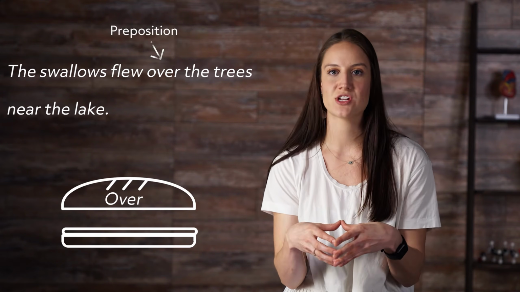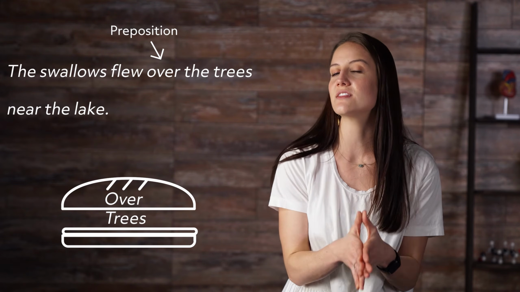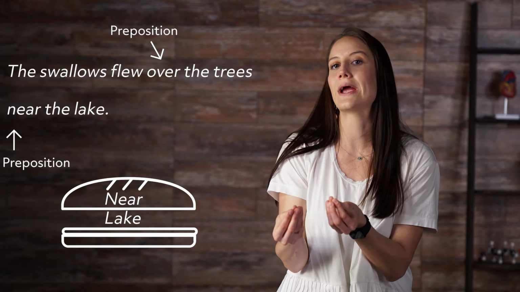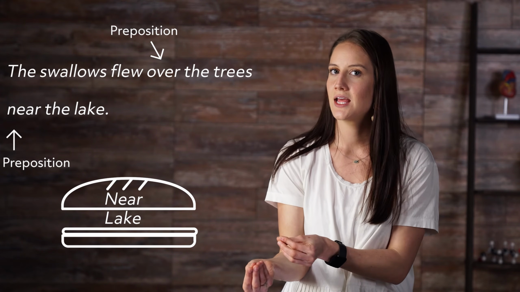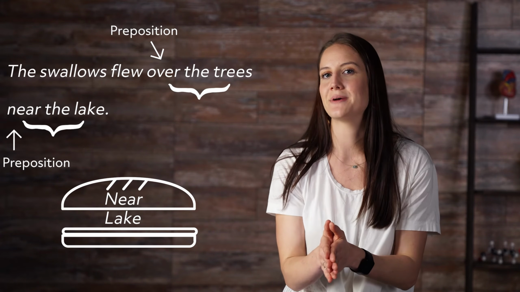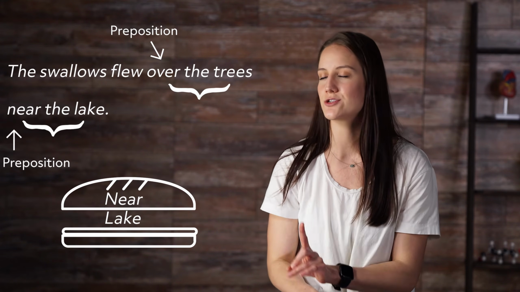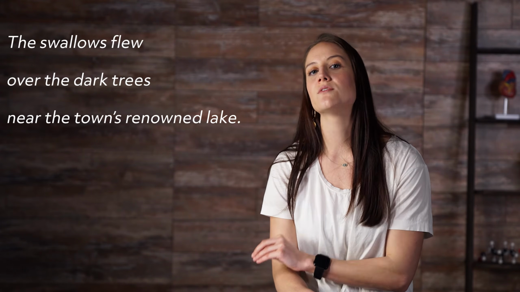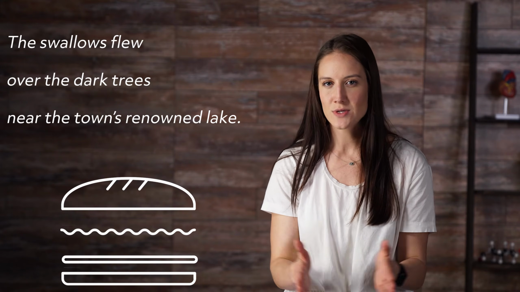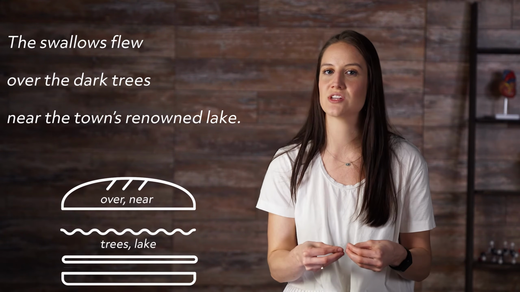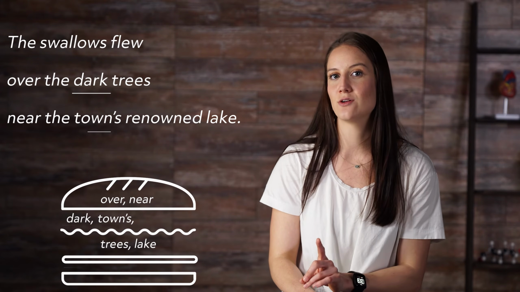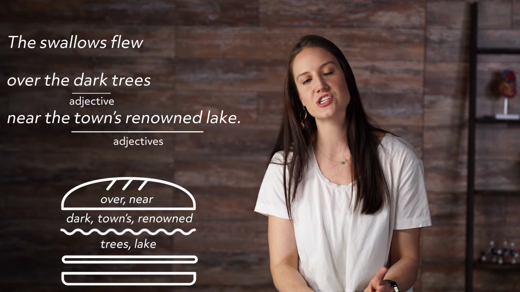Over is a preposition that tells us the direction the swallows flew, and near is a preposition that tells us where the trees were located. These prepositional phrases are fairly simple, but look what happens if we make the sandwich more interesting. The swallows flew over the dark trees near the town's renowned lake. We still have the same two prepositions and prepositional phrases, but the words dark, town's, and renowned are all adjectives.